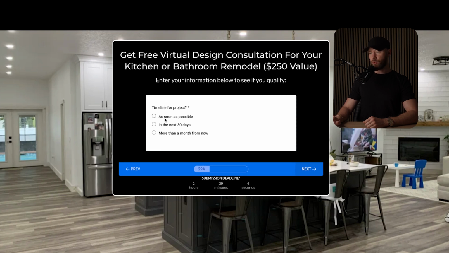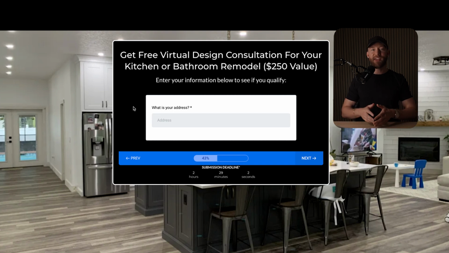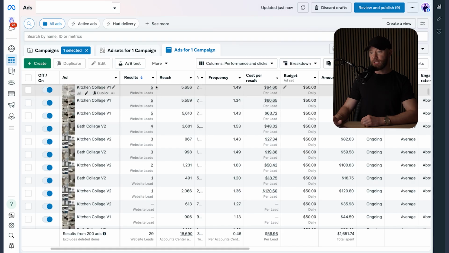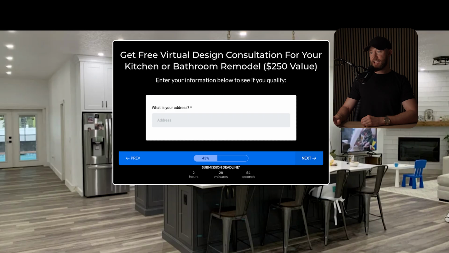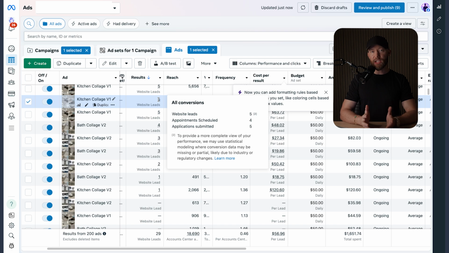What is the timeline for the project? As soon as possible, in the next 30 days, and so forth. Then we even collect their address. So every time you see a new lead where it says website leads, that is what they are filling out. Once they answer this entire survey with 8, 9, 10 plus questions, then we classify it as a real lead. So let's take a look at the one that generated us 4 appointments.